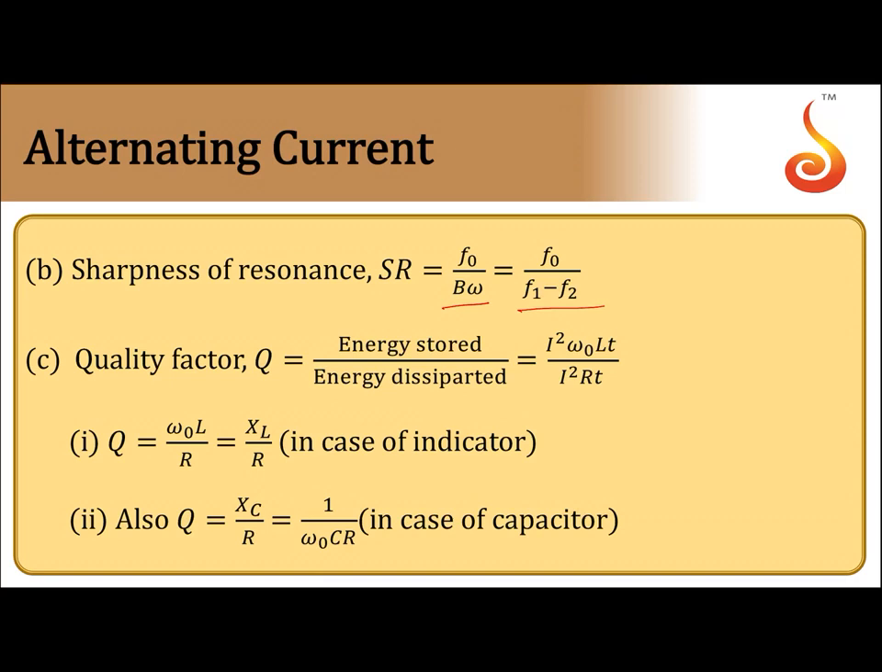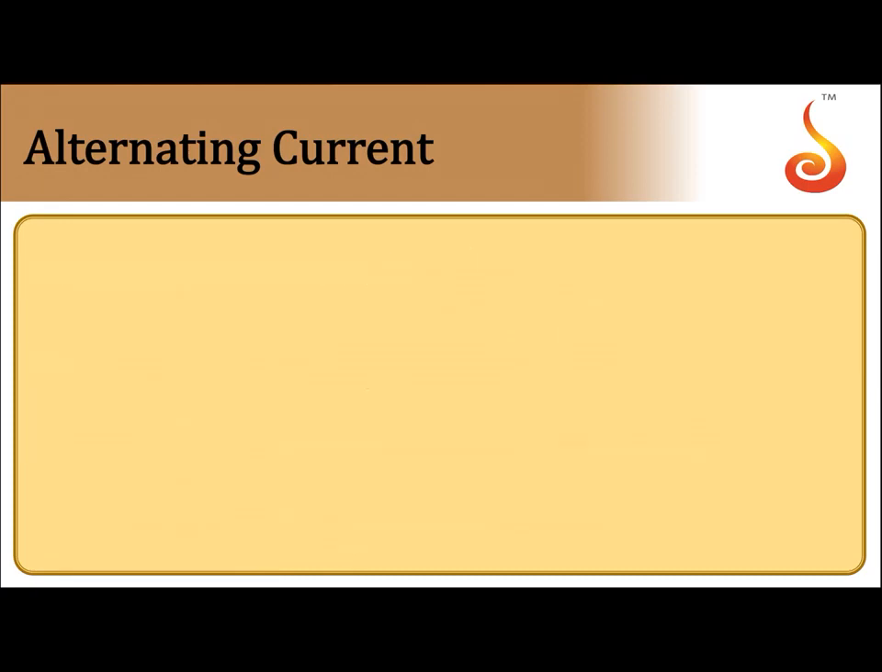Then coming to quality factor. Quality factor is defined as the ratio of inductive reactance or capacitive reactance to resistance at resonance. So the quality factor is a quantity which gives you the idea of sharpness of resonance. It is measured by using this factor. So either it will be omega naught L by R, or it will be 1 by omega naught C R. Either it is XL by R or it is XC by R. So this is how we define quality factor.